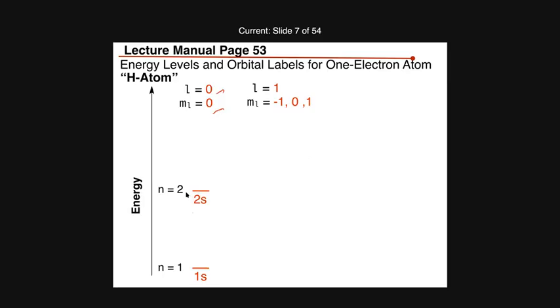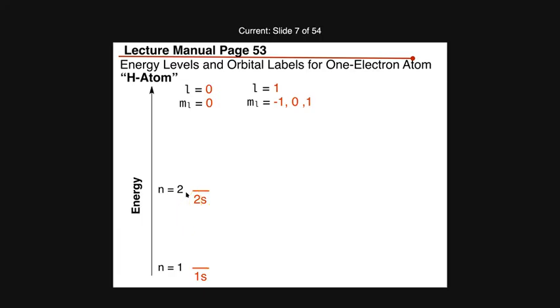Let me change the color real quick. The 2 indicates that this orbital is present in the main energy level 2, right? The s orbital is the subshell that is part of L equal to 0. And again, the reason why we have only one space for this is because there is only one value of M sub L when L equal to 0. That value is equal to 0.